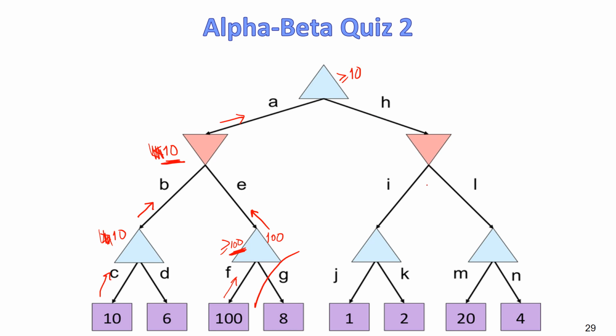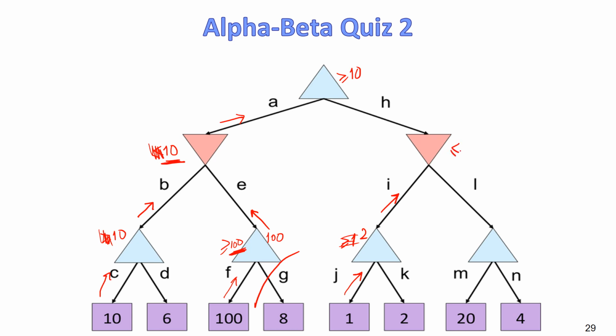Okay, then to J. Now we got greater than or equal to 1. Should we stop? No, because we might get greater than 1, which might be 100, for example. Maybe it will be good. So we'll have to go to K. K will give me 2, so the value of this node now is 2, so I should pass it up.